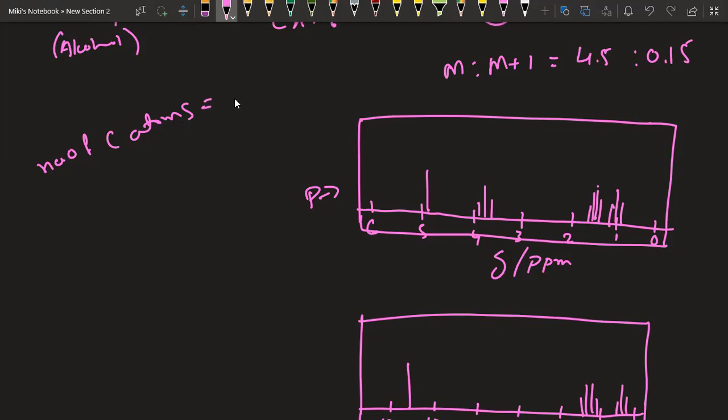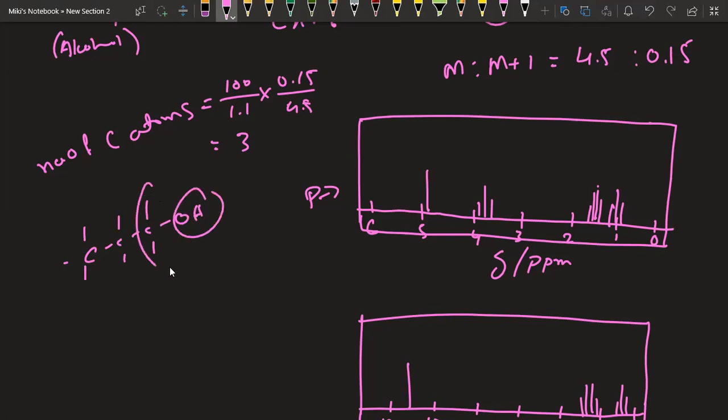Okay. So here we have 100 divided by 1.1 into 0.15 divided by 4.5. Since we have to reciprocate this value, we get 3. That means there are 3 carbon atoms. But see, here we have 1, 2, 3, 4 environments. That means, obviously, if P was said as an alcohol, and we have 3 carbon and 1 alcohol, see, 1 environment, 2nd environment, 3rd environment, 4th environment. So 4 environments are here.